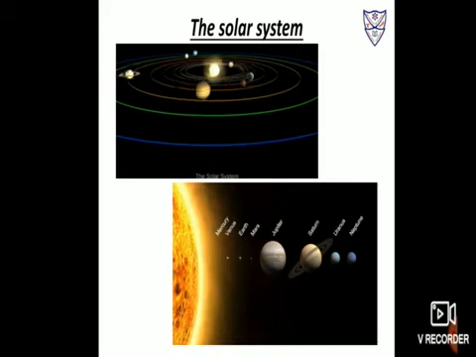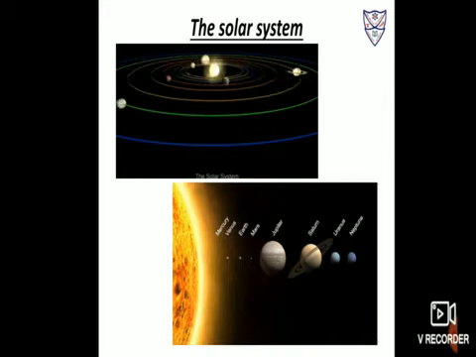Now students, let us discuss the solar system. The solar system consists of the sun, the 8 planets and their satellites, and thousands of other smaller heavenly bodies such as asteroids, comets and meteors. And the sun is the center of the solar system, and all these celestial bodies revolve around it.